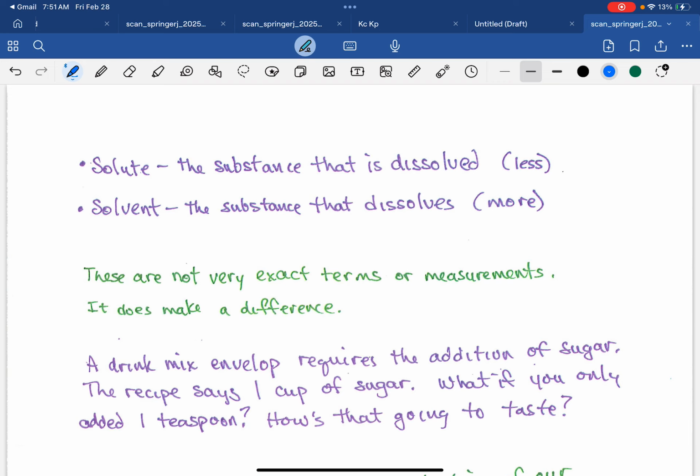And remember we said that the solute is the substance that is dissolved. There's generally less of it, and the solvent is what does the dissolving, and there's generally more of that. So if you're not sure, whichever one you have more of is the solvent, whichever one you have less of is the solute. And these are not exact terms of measurement. It does make a difference how much you put in.